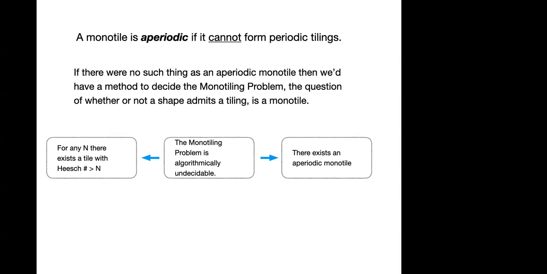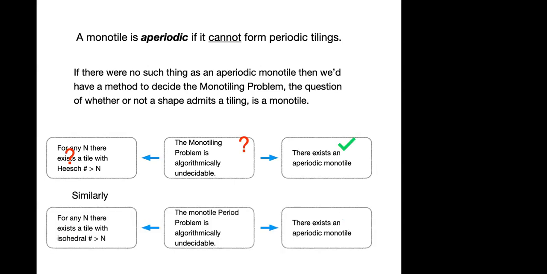So you enumerate larger and larger patches, and you either run out of patches that you can tile, so you know it doesn't tile, or you find some fundamental domain and you know that it tiles periodically. And there'd be no third possibility if there was no such thing as an aperiodic set of tiles. But that's not the case.